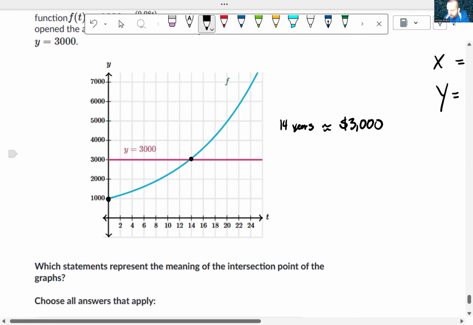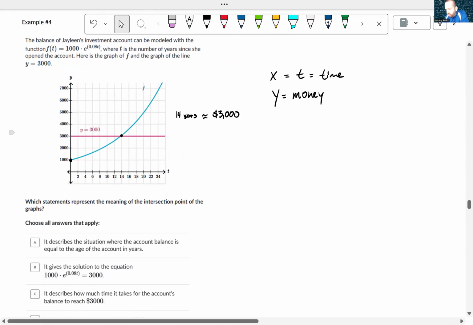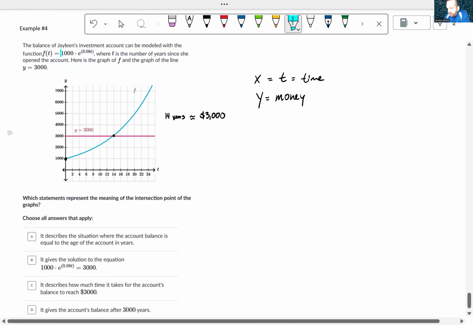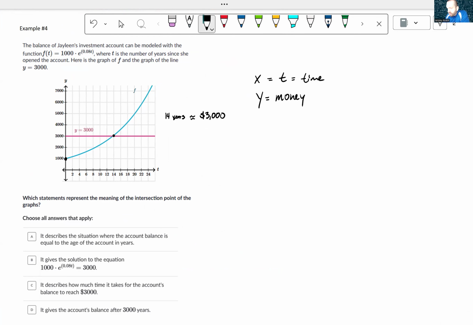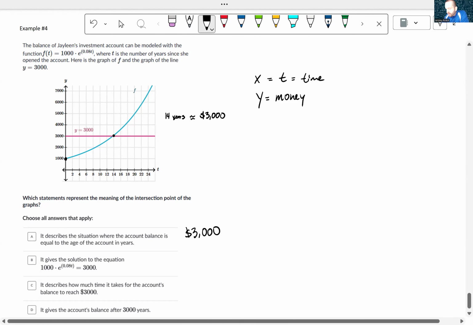And we can look here at 0 years. She started with 1,000. And if you know exponential equations really well, you'll notice that that 1,000 is right there for our starting value. But anyway, this is less about exponential equations and more about systems of equations. So let's look at all the answers that apply to this. For A, it says it describes a situation where the account balance is equal to the age of the account in years. So the account balance is 3,000 and the age of the account is 14 years. Those are definitely not equal. So it can't be A.